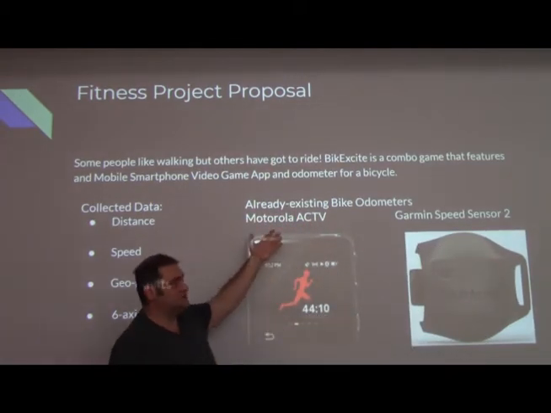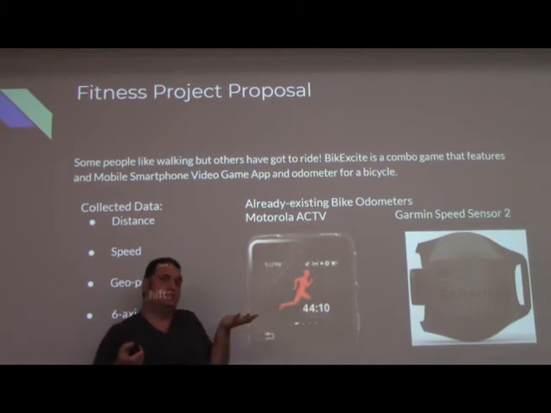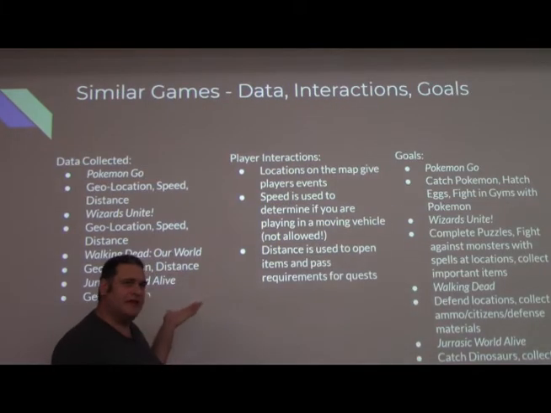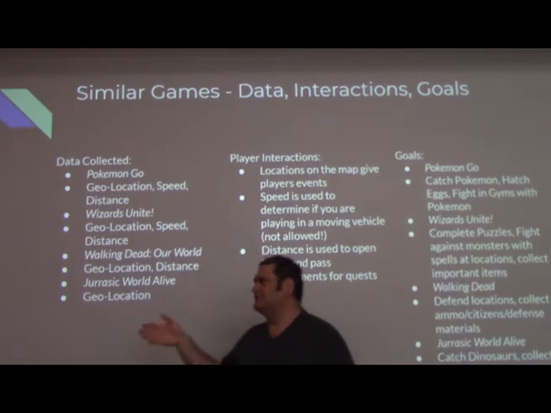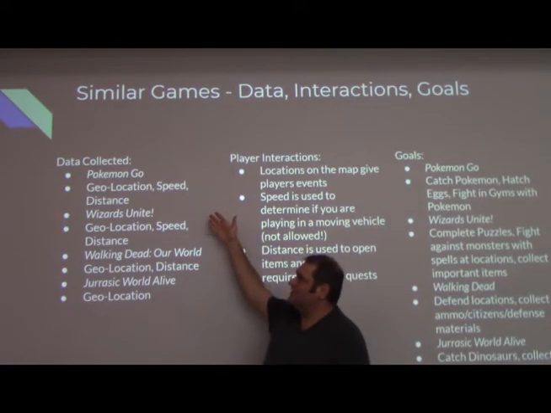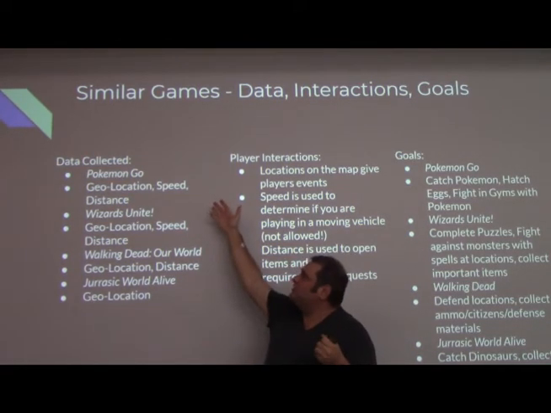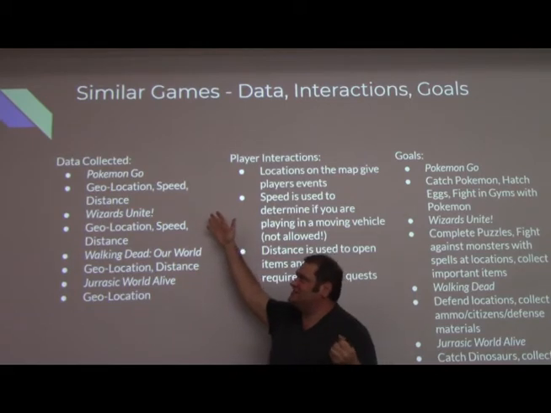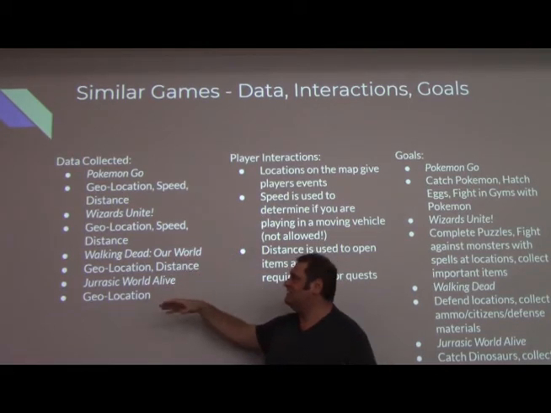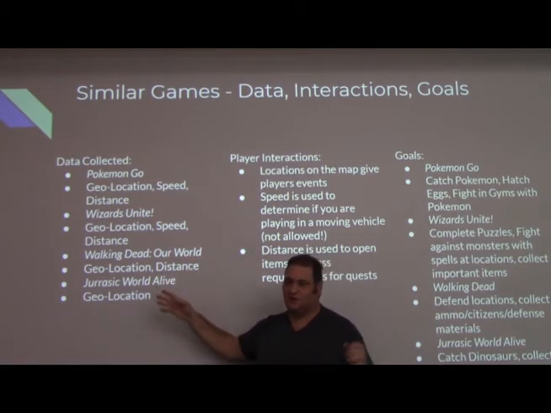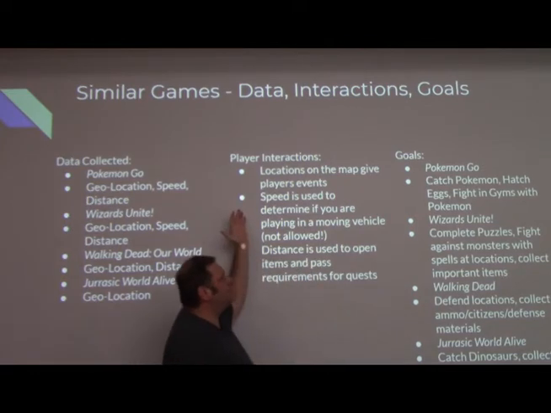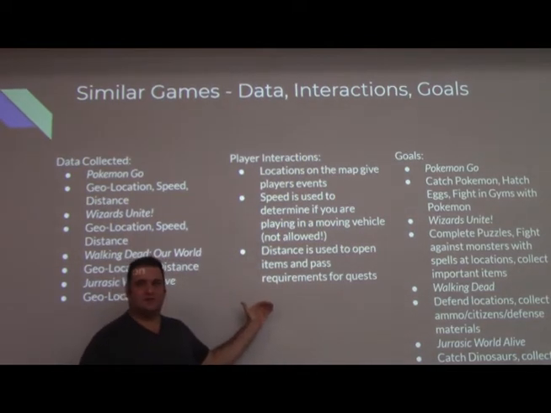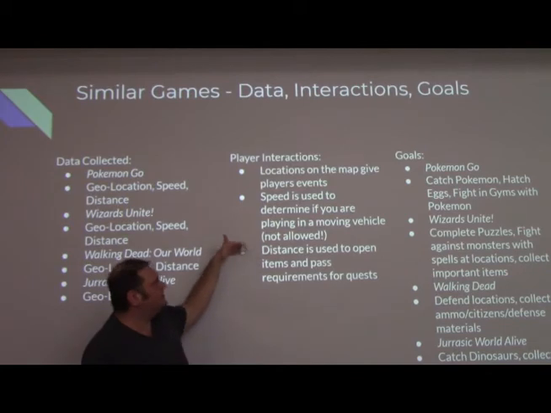Hey look, these things already exist, so it's already proven technology. What do other games do? Review the other games. Pokemon Go, what are they getting? Geolocation, speed, distance. Wizards Unite, same stuff. Walking Dead, Jurassic World. What are the player interactions for those games? They're kind of all the same, really.